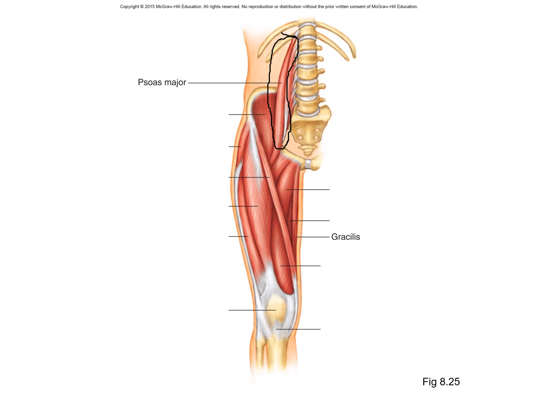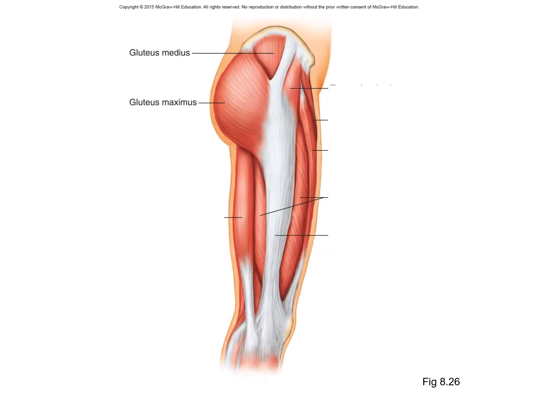Right, there's the psoas major. This muscle here looks kind of like a blade of grass, hence its name, gracilis, and the psoas major. And then looking posteriorly, we have the gluteus maximus, right? That's what you sit on. And then you have the gluteus medius, which is right underneath the gluteus maximus and is inserting onto the pelvic or hip bone.